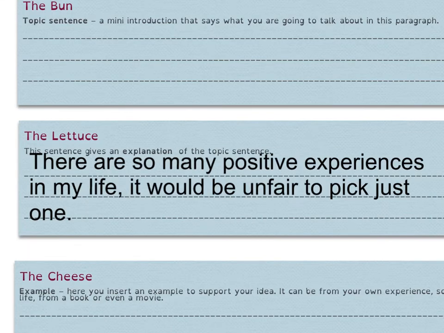So my next sentence is my lettuce. I need lettuce on my bun. Remember, I need details. I need ingredients. This sentence gives an explanation of the topic sentence. And I've written for this sentence, there are so many positive experiences in my life, it would be unfair to pick just one.